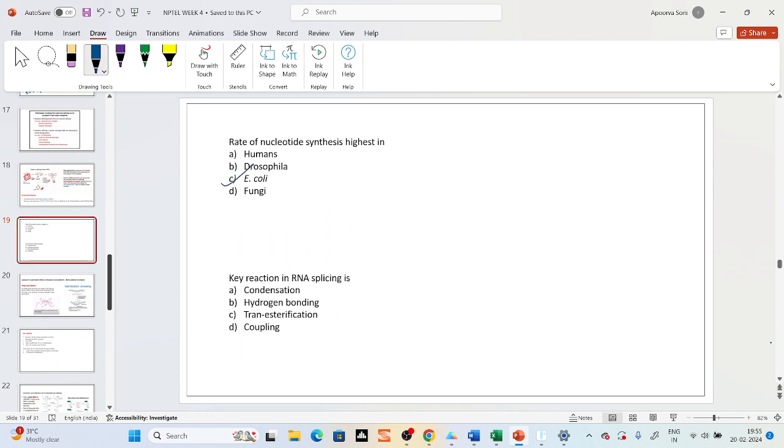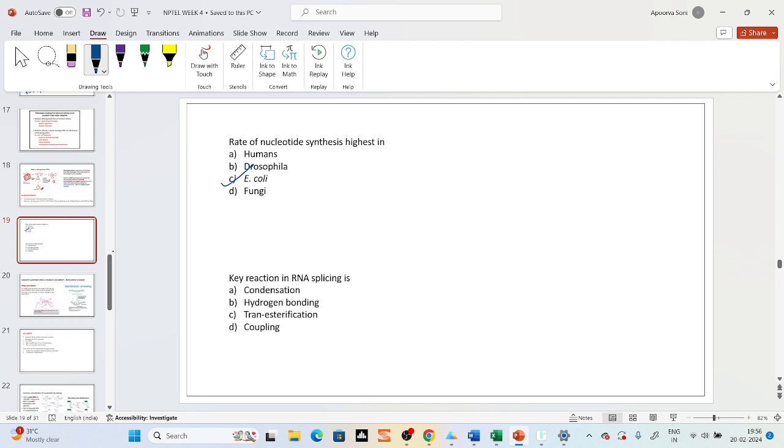Now E. coli. So now even if you don't know the answer, how can you think that E. coli should be the correct answer? Because E. coli is a very simple system. It's a prokaryotic simple system. It's a general rule that as complexity increases, the rate of synthesis will also decrease. E. coli is a very simple organism, so obviously the rate of nucleotide synthesis would be highest. So you can also make a random guess even if you don't know the answer.